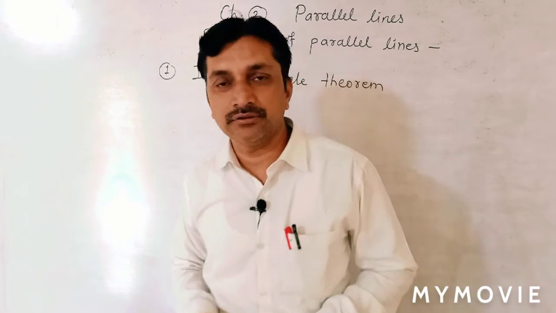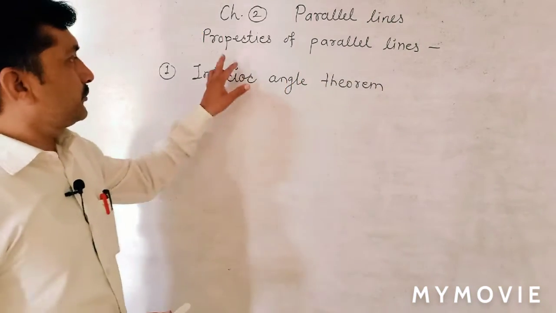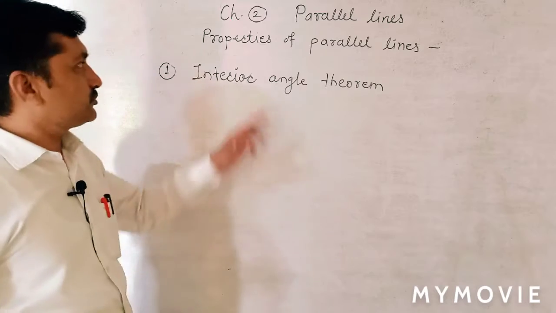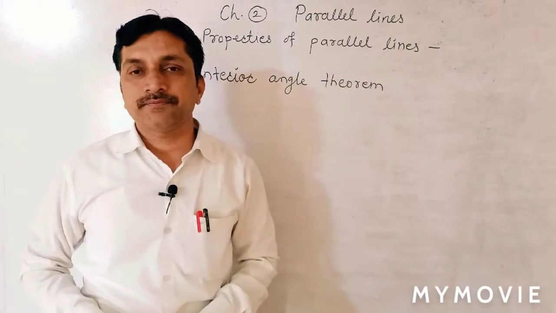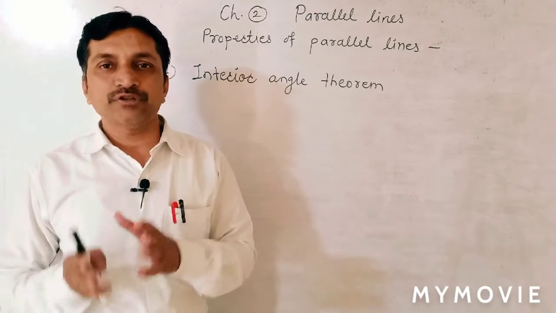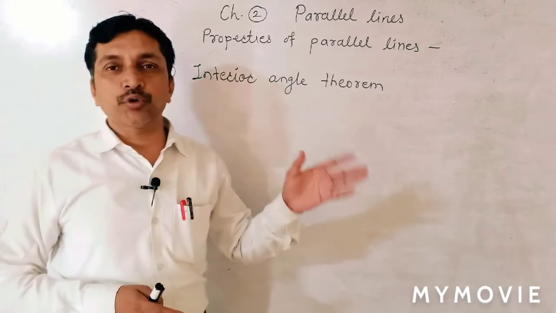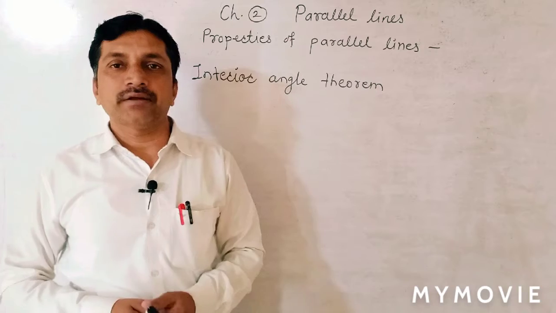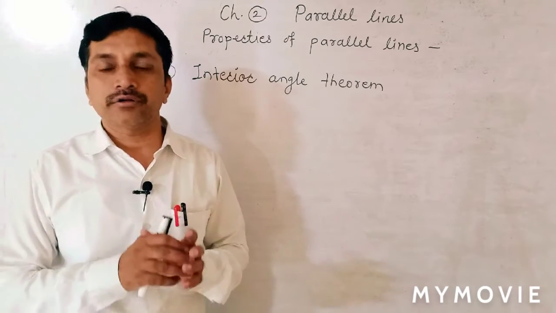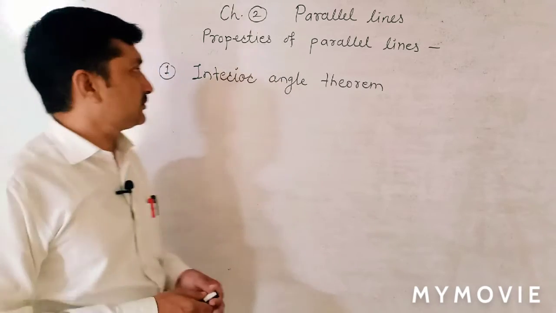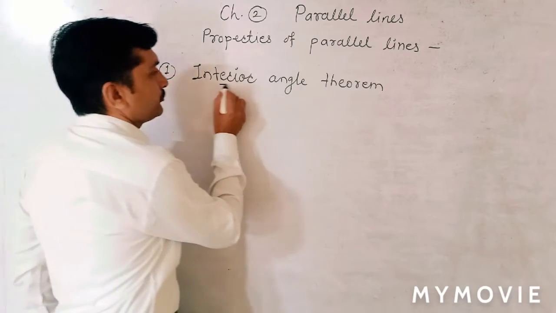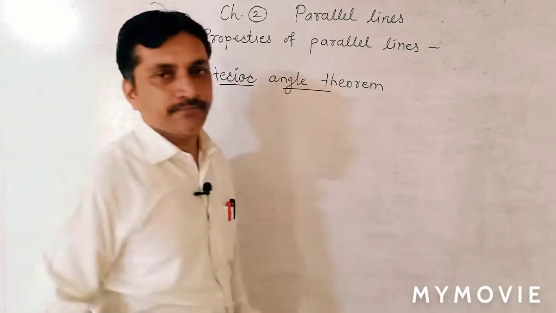Today we are going to start chapter number 2, Parallel Lines of Maths 2 of Standard 9. Here the first point of this chapter is properties of parallel lines. These properties are related to interior angles, corresponding angles, and alternate angles, and we have already studied these properties. Now let's see the first one, the interior angle theorem.